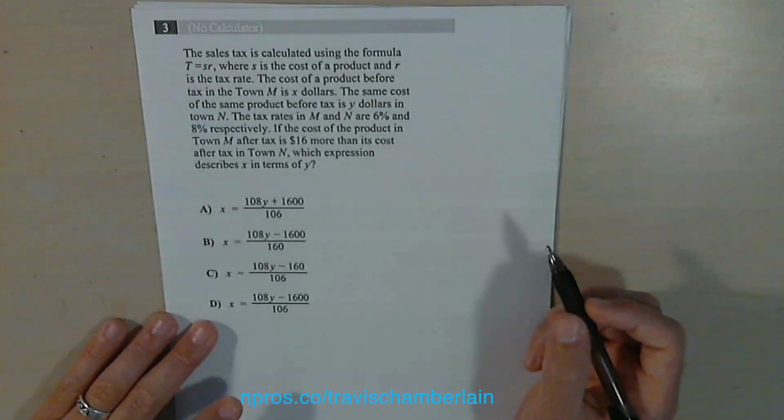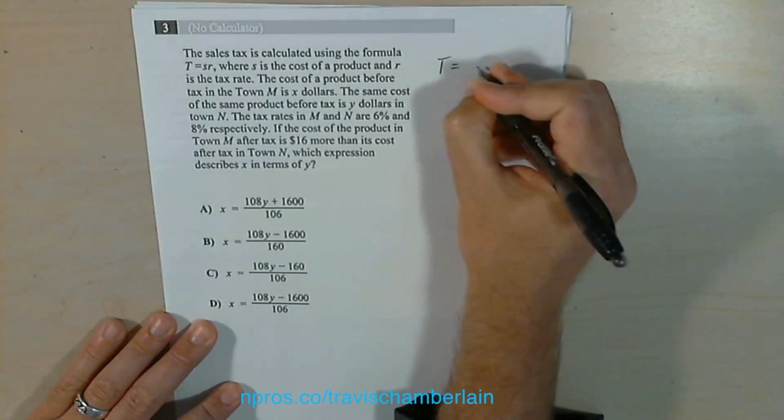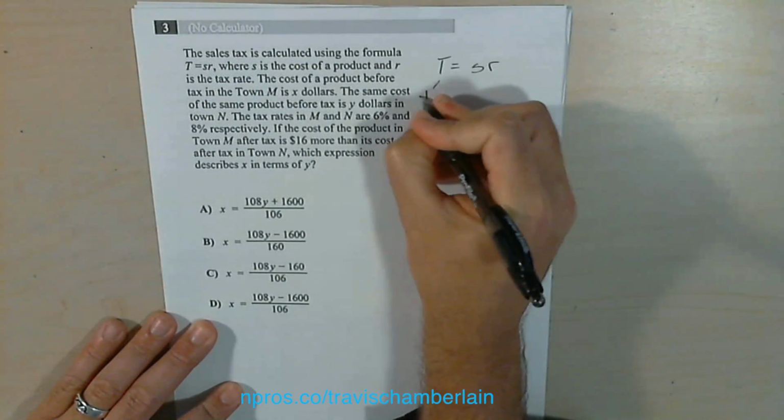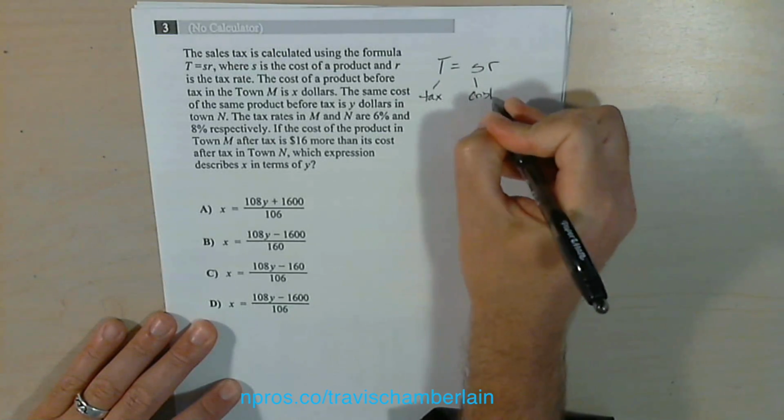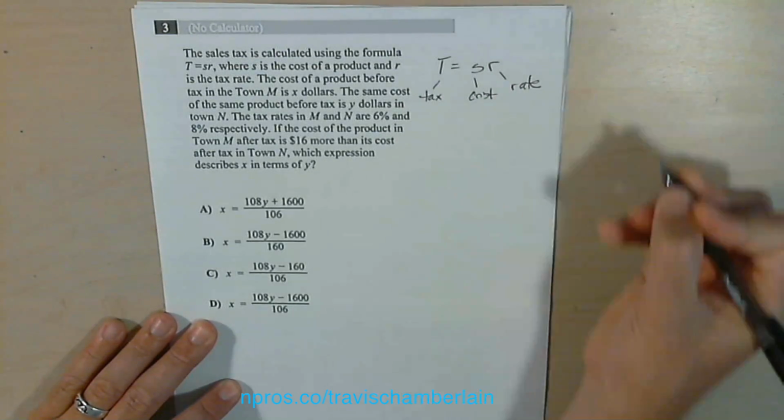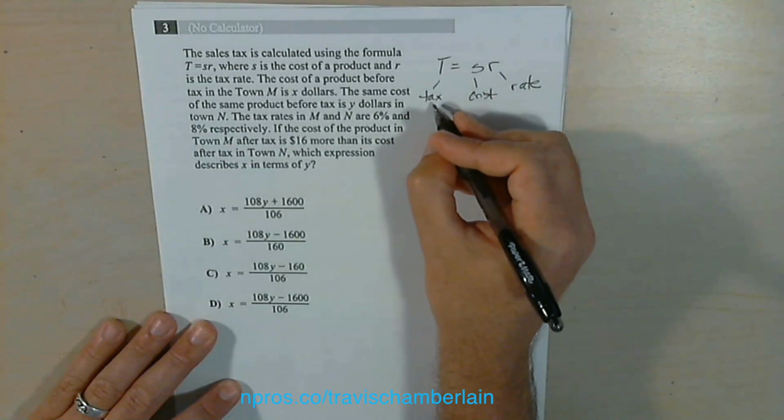The sales tax is calculated using the formula T equals SR. Always write down your formula, always label it. T is the tax, S is the cost, and R is the rate. T is the tax included in the cost.